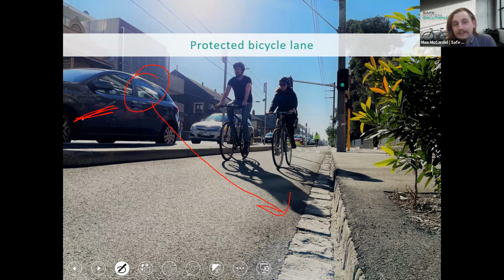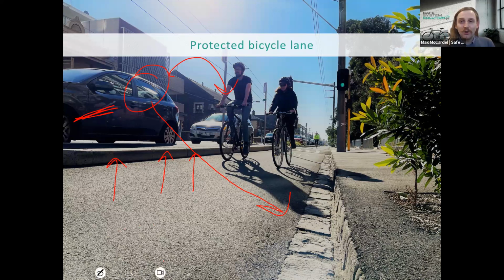A protected bicycle lane flips that configuration and instead puts the bicycle lane closer to the curb and channel, or closer to the footpath, and pushes the parking lane out. And the way that this is achieved is through the use of these separators. There's a whole raft of different treatments or installation devices you can use to create that separation. But that's really critical in creating these protected bicycle lanes.